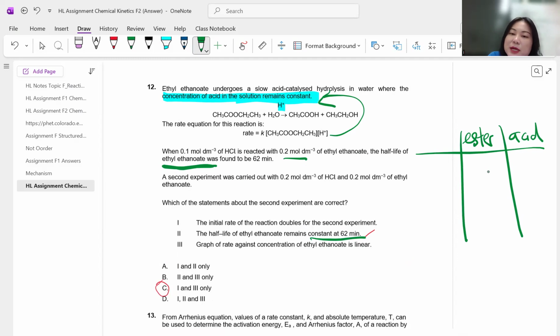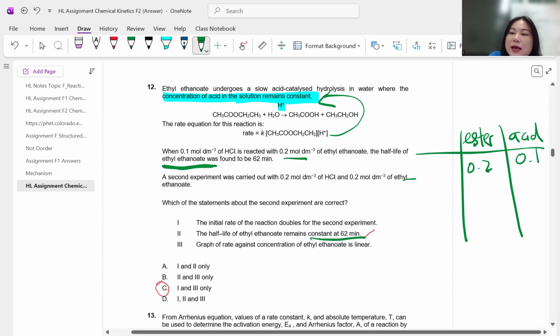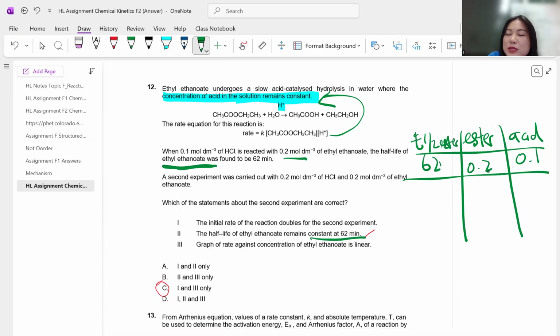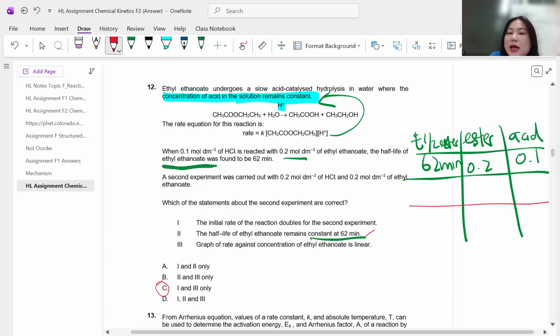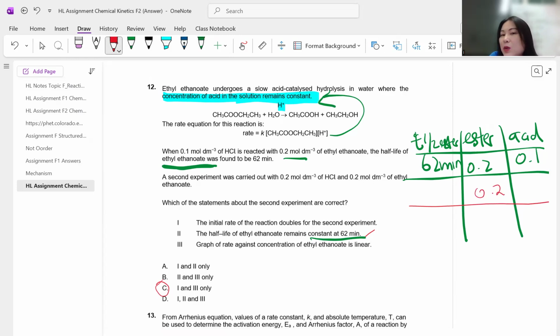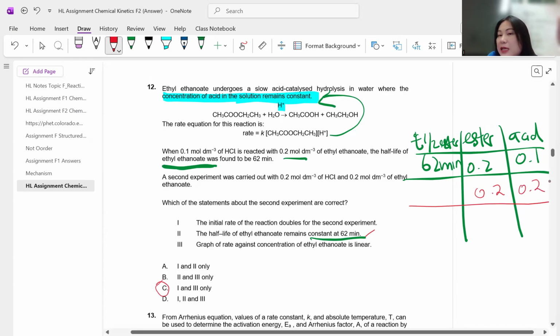So I have an ester, I have an acid. Now, in the first experiment, the ester was 0.2 and the acid was 0.1. And the half-life with respect to ester is 62 minutes. Now, in the next experiment, the ester did not change. The acid was doubled, right? So the half-life is constant with respect to ester.